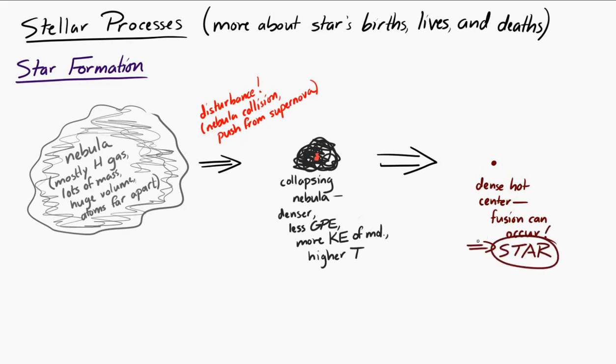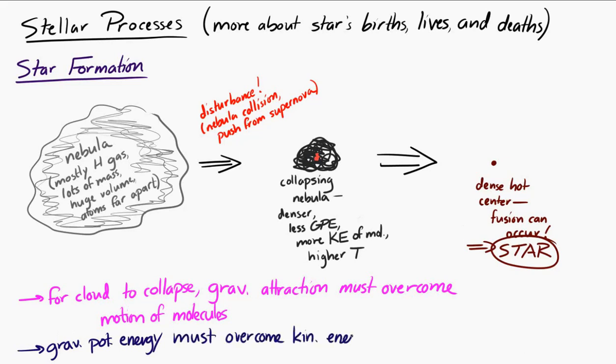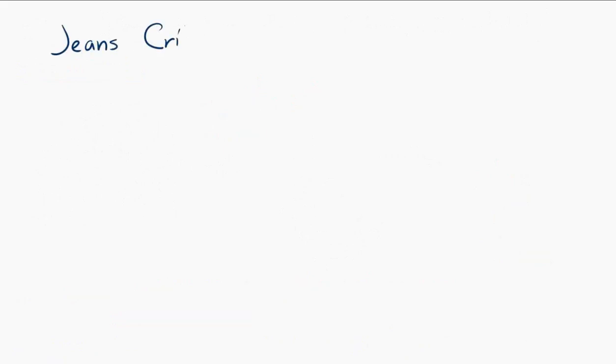But for the cloud to collapse, the gravitational attraction has to overcome the motion of the molecules. Essentially, if we think about it in terms of energy, the gravitational potential energy of the cloud must overcome the kinetic energy of the gas molecules. And this leads us to something called the Jeans criterion for a cloud to collapse.